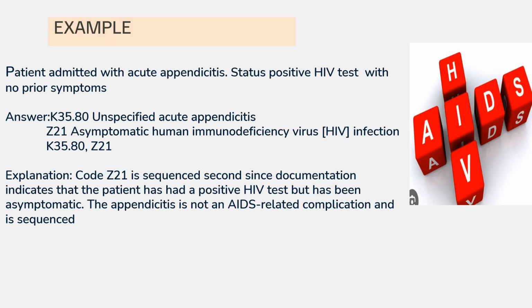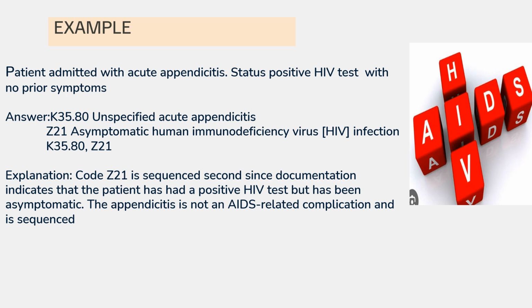Patient admitted with acute appendicitis, status positive HIV test with no prior symptoms. In this case, my first code will be the unspecified acute appendicitis, and the second code will be Z21. Z21 is sequenced second since the documentation indicates that the patient has had a positive HIV test but has been asymptomatic, and the appendicitis is not an AIDS related complication and is sequenced first.